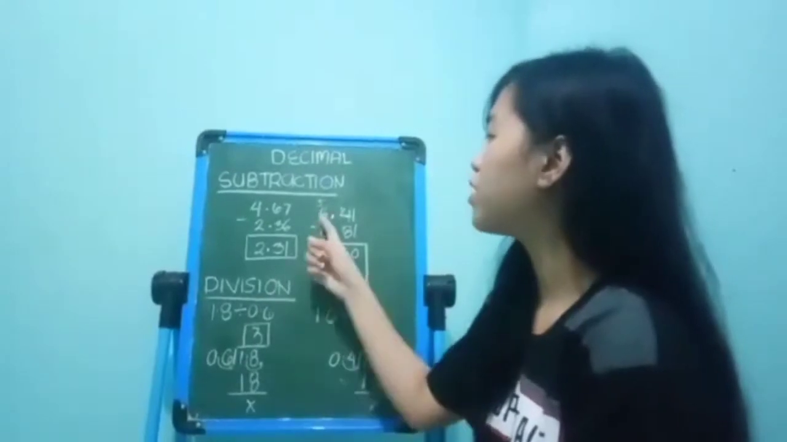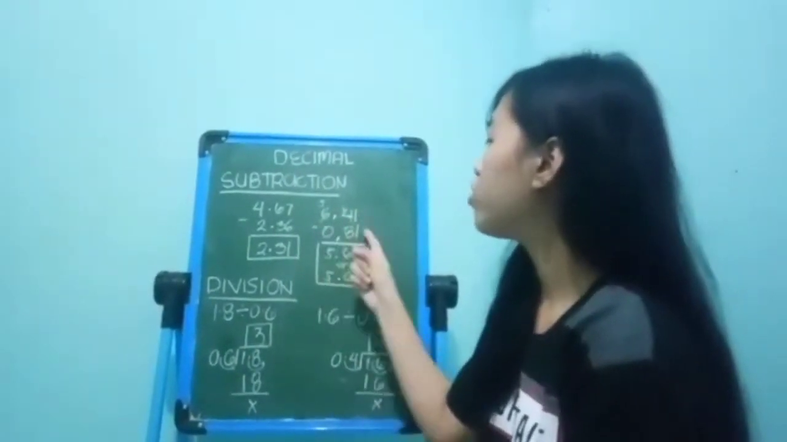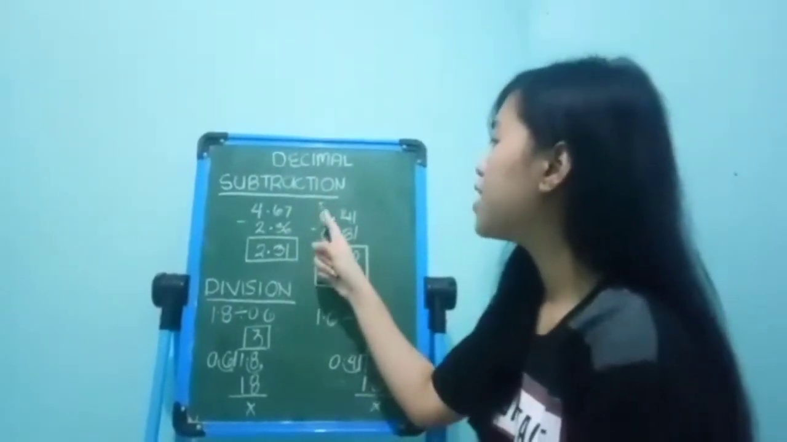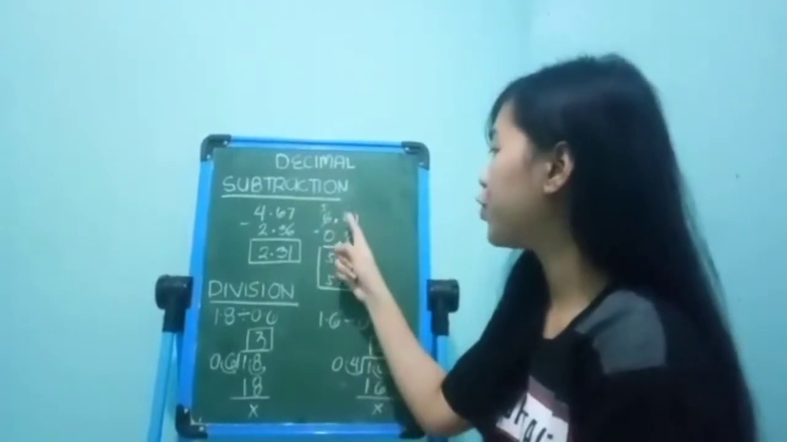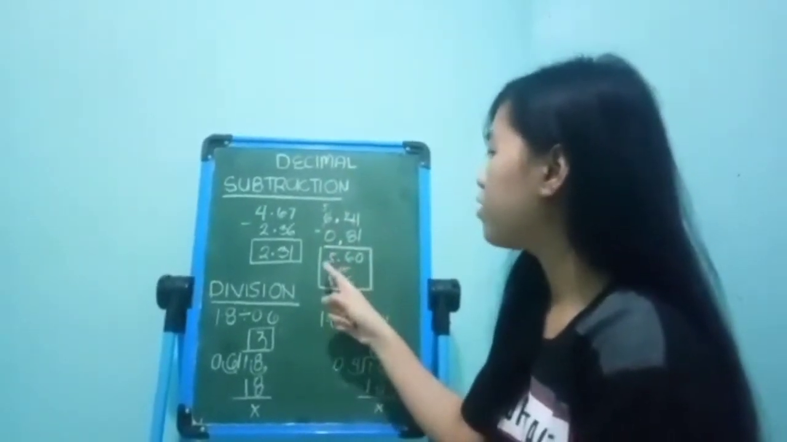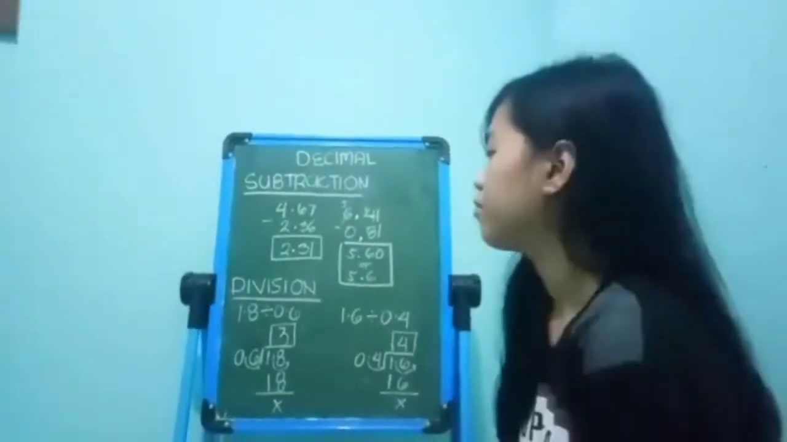Then the second example is 6.41 minus 0.81. Then subtract. 1 minus 1 is equal to 0. 4 minus 8 cannot be, so borrow from 6. 6 becomes 5. 4 becomes 14. 14 minus 8 is equal to 6. Then bring down 5. So the final answer is 5.60 or 5.6.